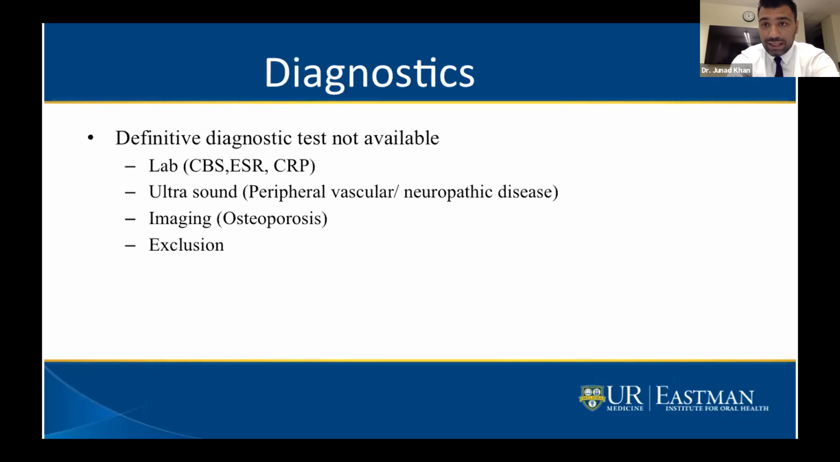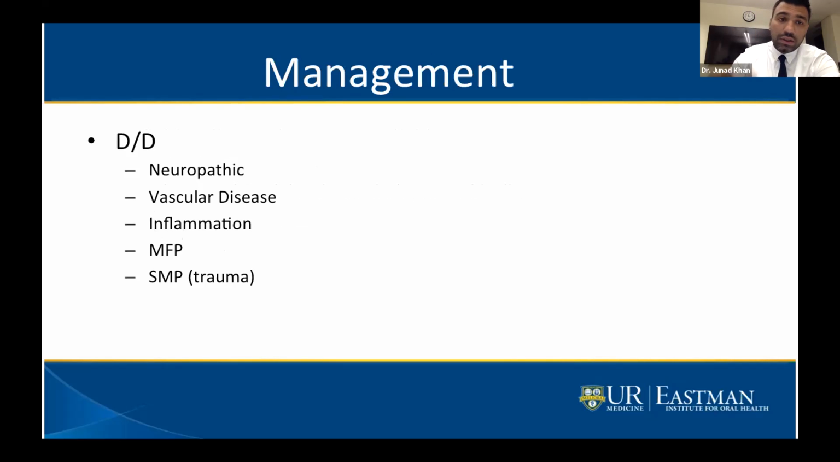Imaging is done in advanced cases, but the idea is not to rule out CRPS, but to see if there's osteoporosis of the bone itself. Pretty much you exclude everything else, and that is when you come to your diagnosis of CRPS.